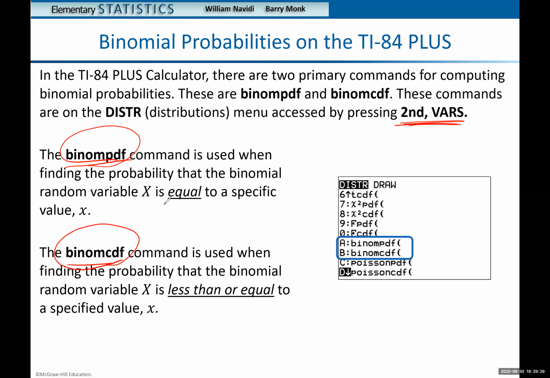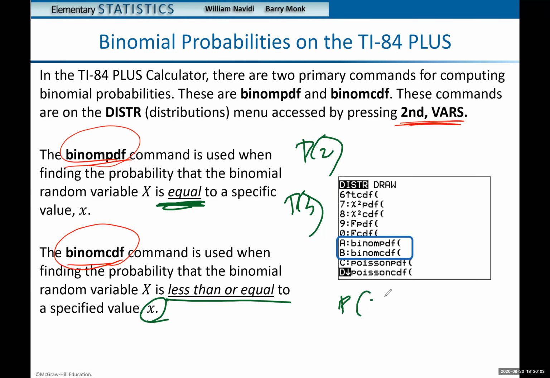Binom PDF is used when it is exactly equal to that number, a specific value of X, like probability of 2, probability of 3, probability of 5, exactly that specific value. Next, when do you use binom CDF? That is when it is X less than or equal to that number, like probability of X less than or equal to 3.